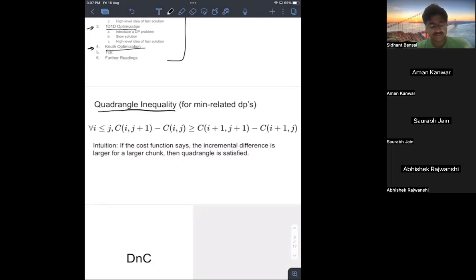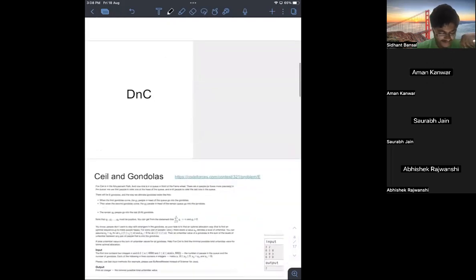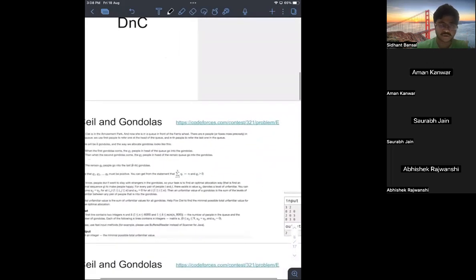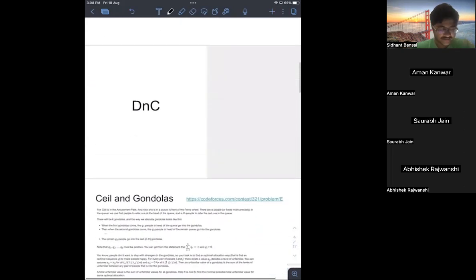If you search on Codeforces, you'll find some other inequality, but it's the same one, just rephrased. Here, C is our cost function. And what we are trying to say is about the cost function. Okay, so let's take an example first and then go through quadrangle inequality with that example in mind. That way it will be much more intuitive. So I'll take the example for the first optimization, which is divide and conquer.